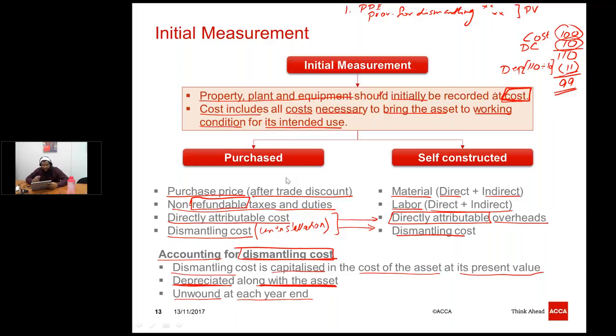Dania, dismantling cost is 10 and the cost of the asset is 100. So this has become 110. Yes, Allah Nawaz, I am coming towards this.